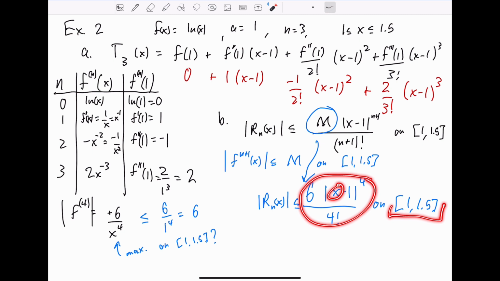And we have an upper bound on the error. Worst case scenario, how bad the error is. Upper bound on the limit? What's an upper bound on the limit?